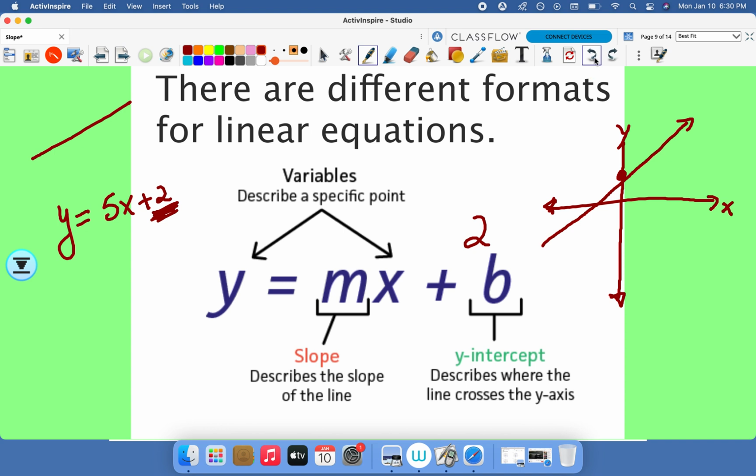I don't know what that line looks like yet, whether it looks like that or even a little steeper like this. I do know that A, it goes up, and B, it has to cross the y-axis at 2. And that's what this number represents. It's called the y-intercept. Okay? I think it's going to be better with the example.